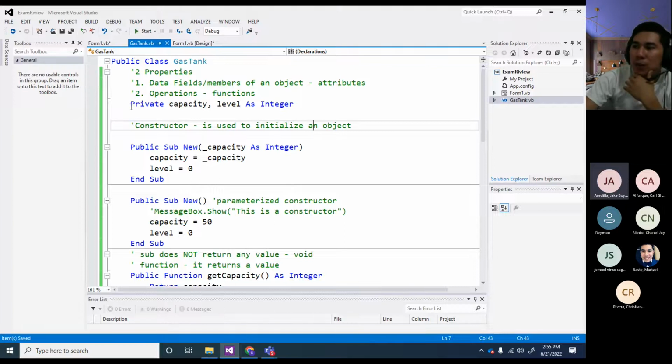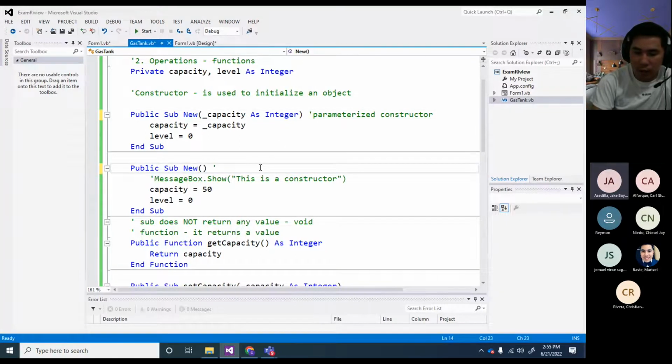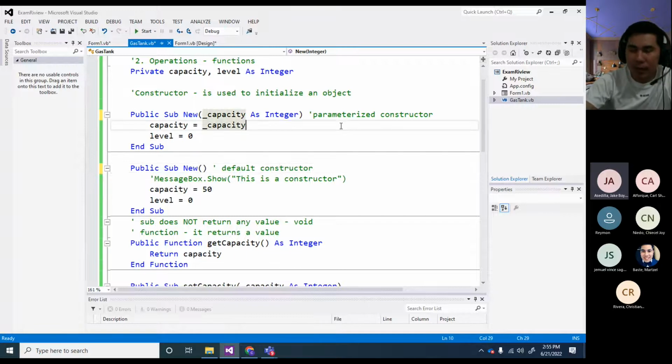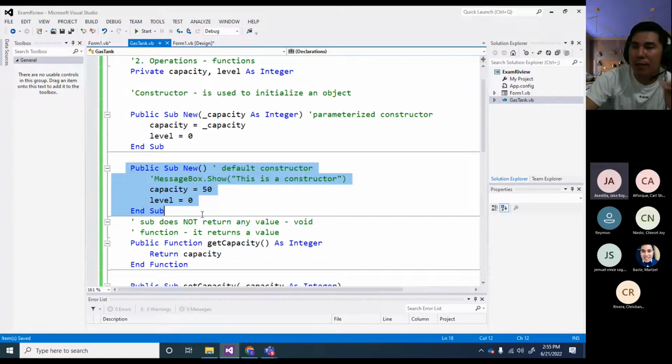So, we have two constructors here. Which constructor is which? One is parameterized, this is default. So, please familiarize the terms. This is the parameterized constructor. If you notice, it has a parameter, and this will set the capacity to whatever the user is going to assign for it. While this one, the capacity of the water tank is stagnant at 50 liters.